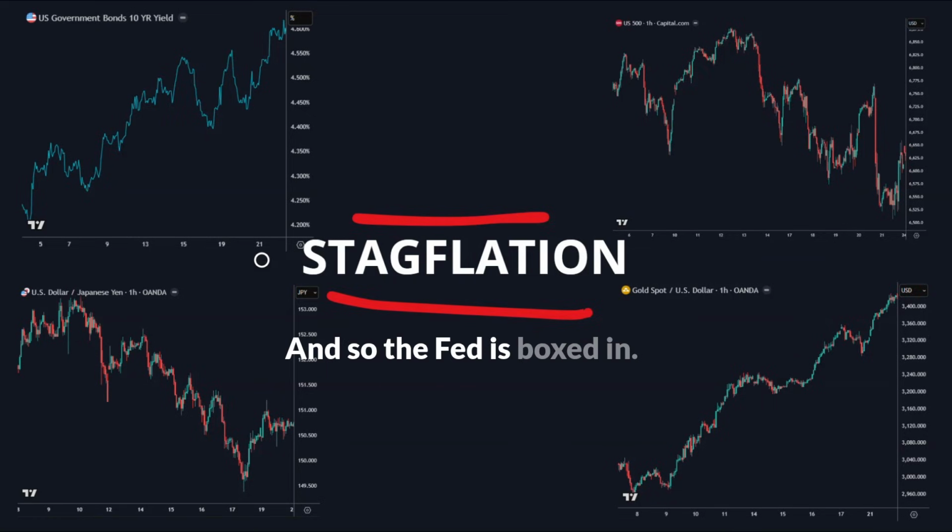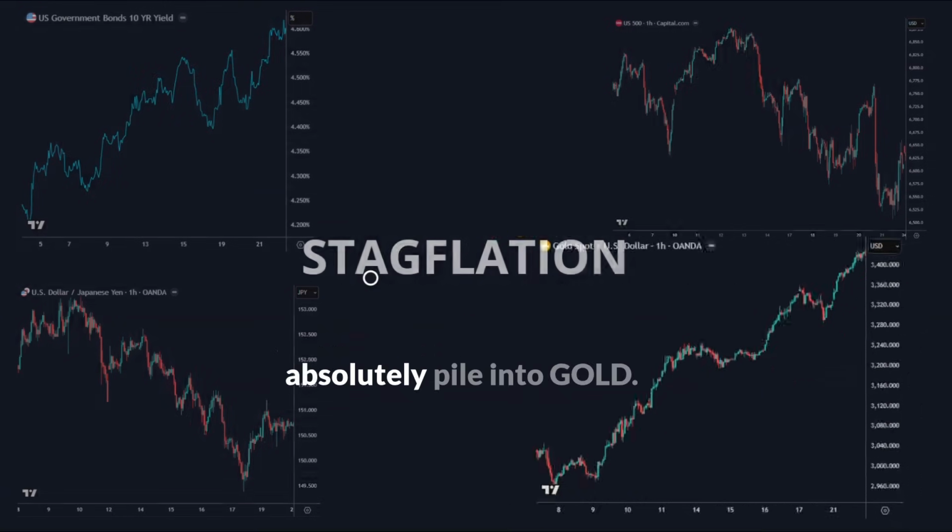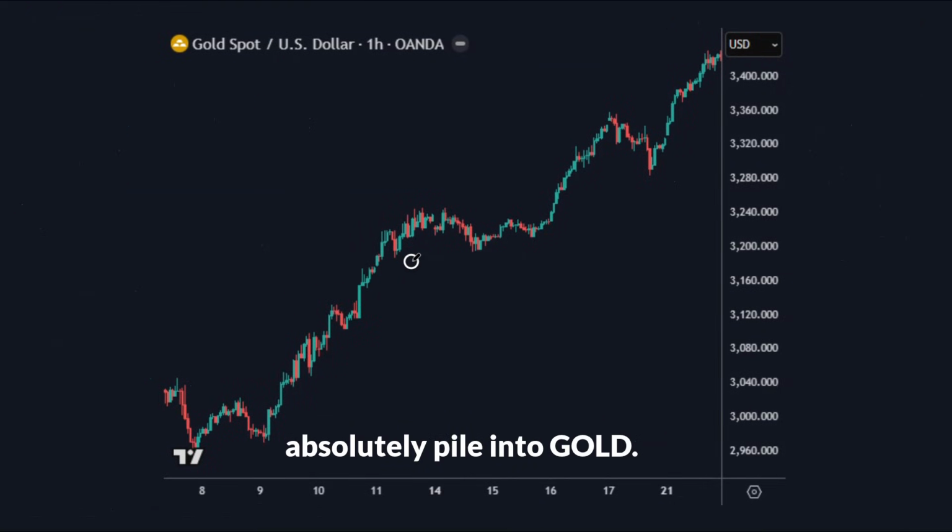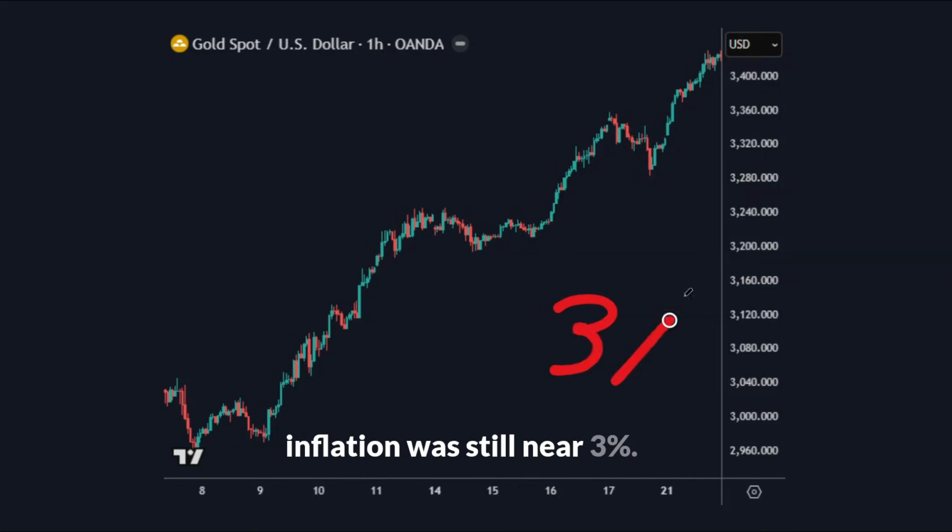And so the Fed is boxed in. They have a dual mandate. They have to support the labor market, essentially growth, and lower inflation. But if growth is slowing down, so if the labor market is weakening and inflation is rising, they're boxed in. So it's a very rare environment. But this is the type where you want to absolutely pile into gold. We saw a little bit of this in mid-2025 when the US labor market started cracking a little bit while inflation was still near 3%.